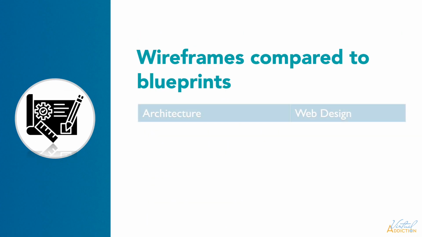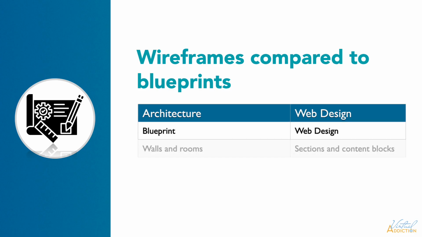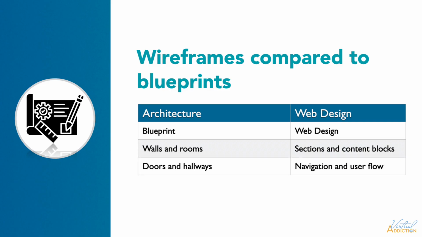Wireframes are a lot like architectural blueprints. In architecture, a blueprint shows walls and rooms. In web design, a wireframe shows sections and content blocks. Doors and hallways become navigation and user flow. Furniture placement becomes buttons, images, and text. You wouldn't paint a house before deciding where the walls go, and you shouldn't design a website before deciding how it's structured.